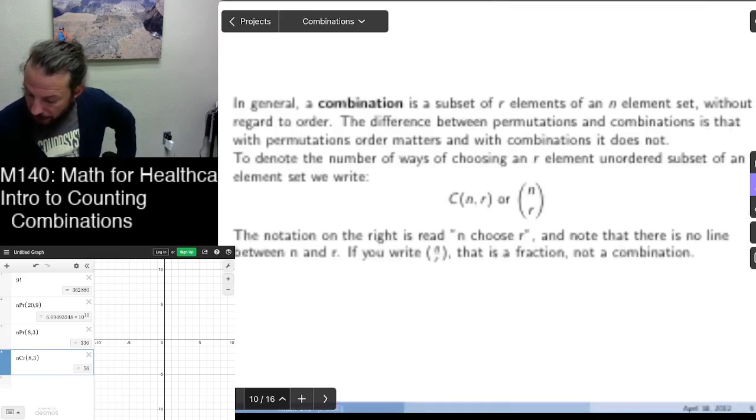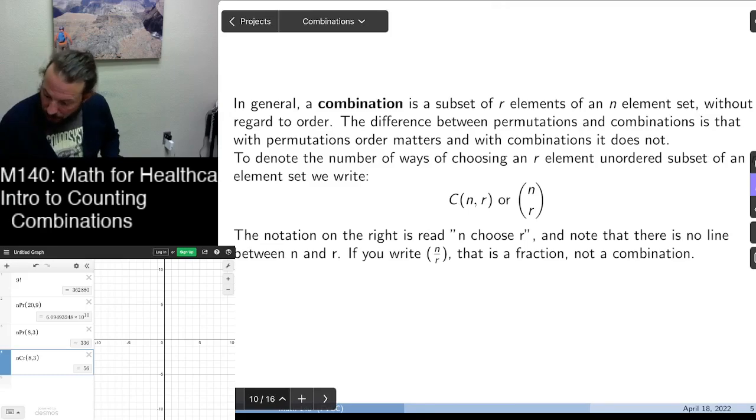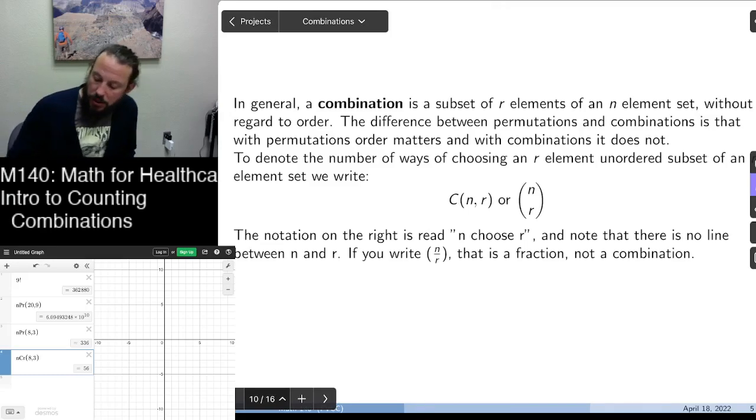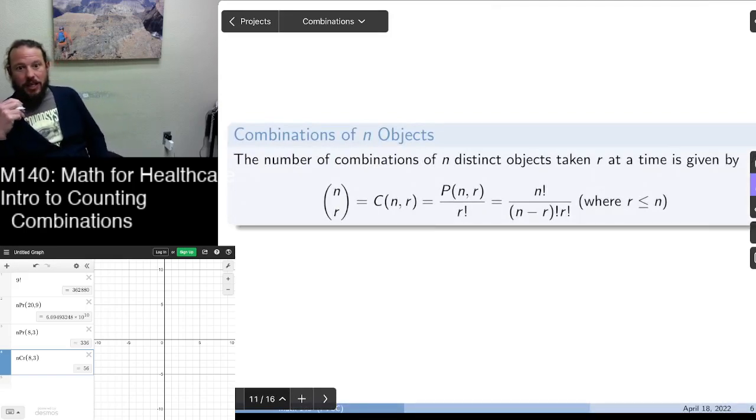And in general, here's our combination. This is the choose, right? Make sure there's no line when we do combinations. I know we're used to the fraction line. This is the formula. It's kind of nice to see. I want you to use Desmos every time to find it, but this is the formula.